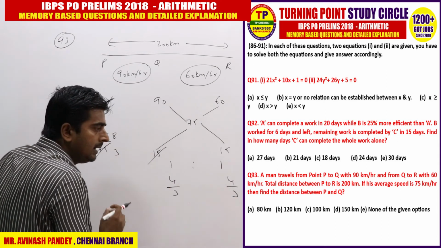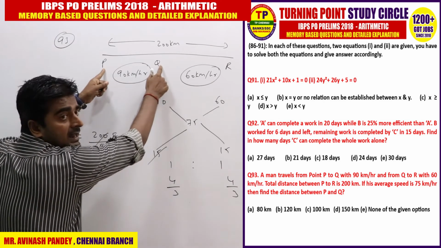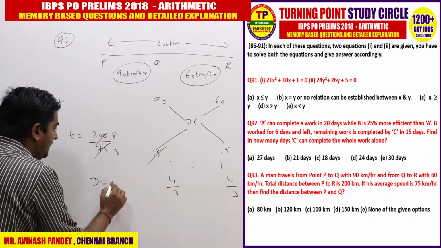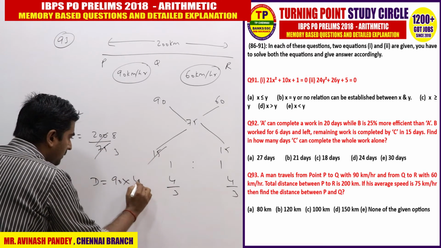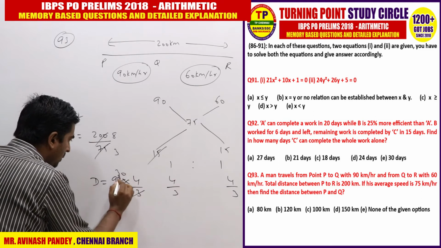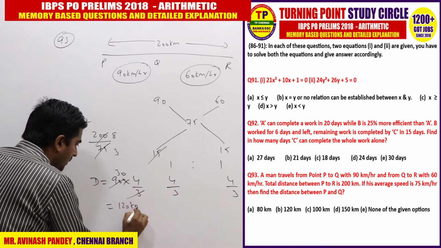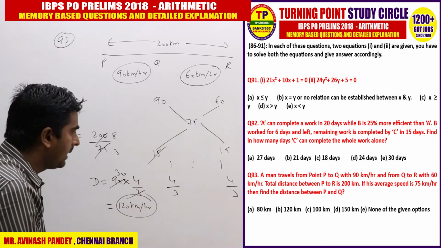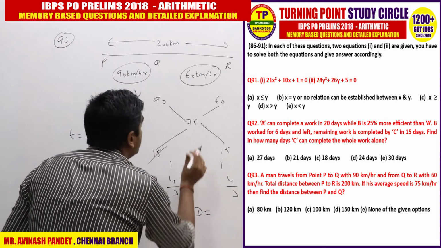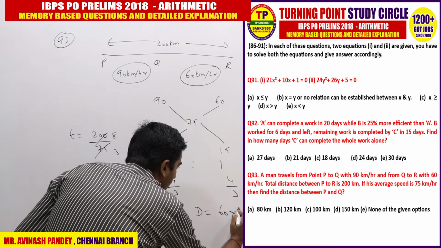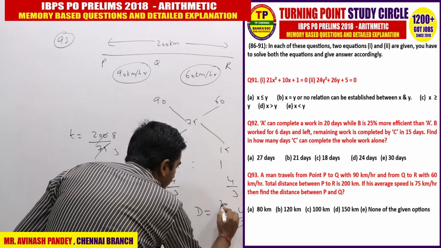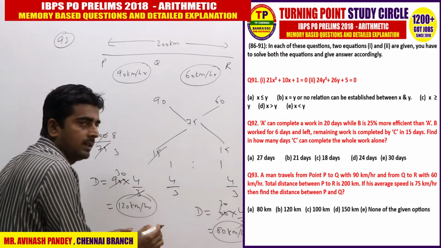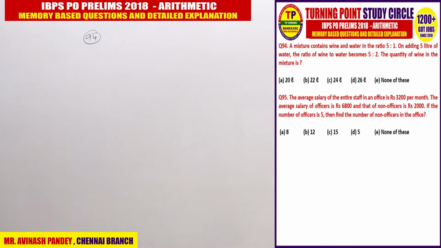Now what are they asking? Distance between P and Q. This distance they are asking you, right? The speed also we know. So distance is equal to speed into time. Speed is 90 and time is 4 by 3. So my answer is 120 km from P to Q. Suppose they ask you to calculate Q to R, again it is distance equal to speed, 60, into 4 by 3. So what is my answer? 80 km. So both the questions I have solved in a single line, right?